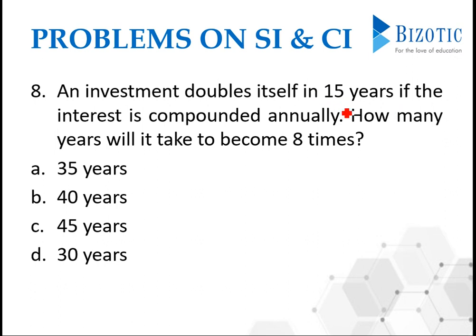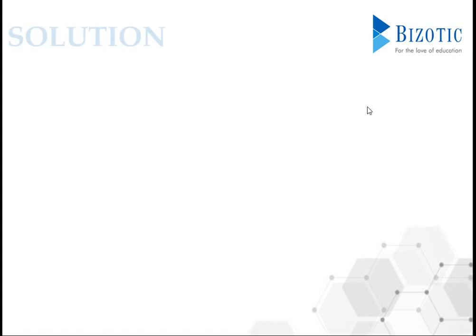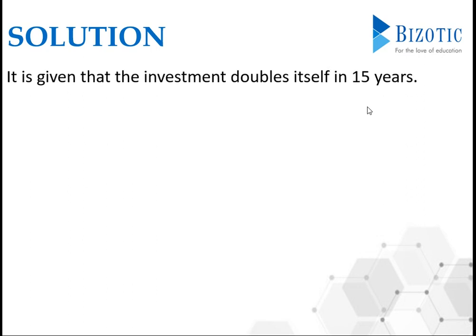It's not like in 15 years it has become twice, and again twice for 30 years, again twice for 45 years, and again twice for 60 years. That would have worked if it was simple interest, but this is compound interest. So let's look at the solution. It is given that the investment doubles itself in 15 years.